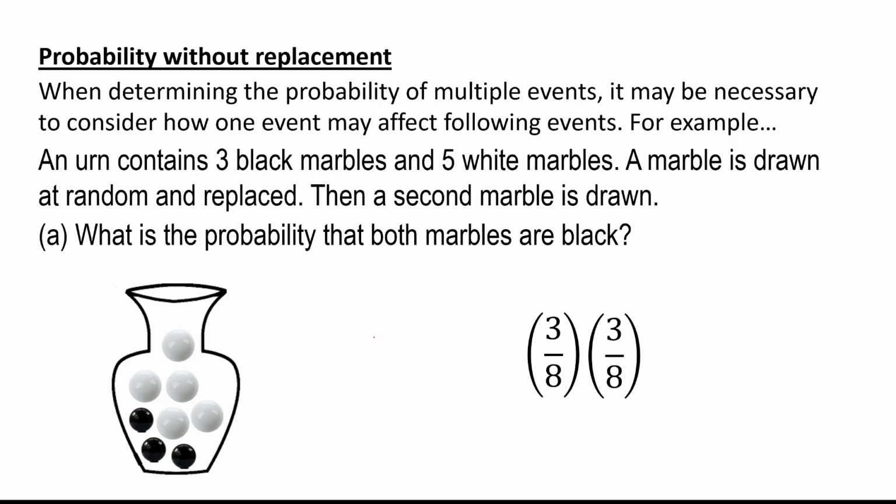The probability that the second marble will be black is the same as the first one, because you put the marble back in there. There's 3 black marbles, 8 marbles total, so the probability of pulling out a black is 3/8. So the probability of pulling out 2 blacks in a row with replacement, meaning you put the first marble back in, is going to be 9/64. Those two events don't affect each other at all. So the probability of pulling one black and another black is just the product of pulling a black.